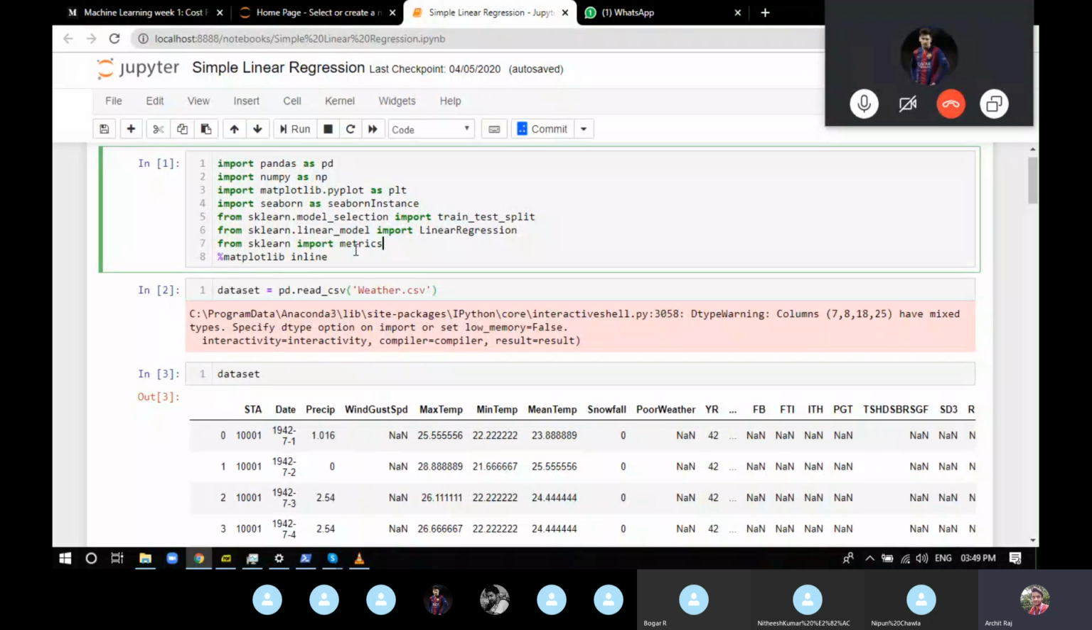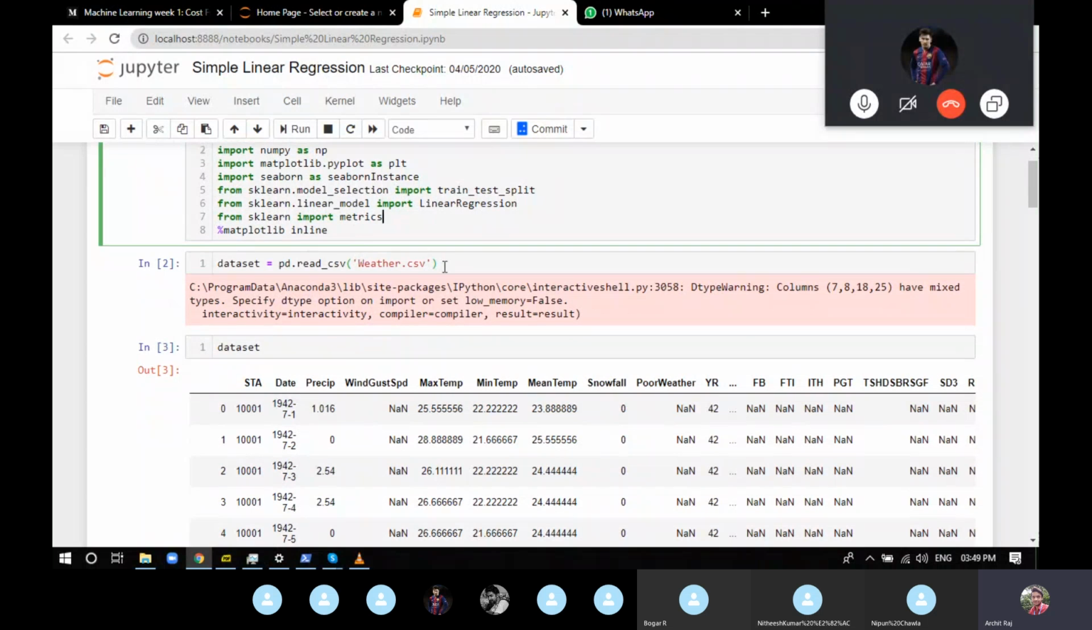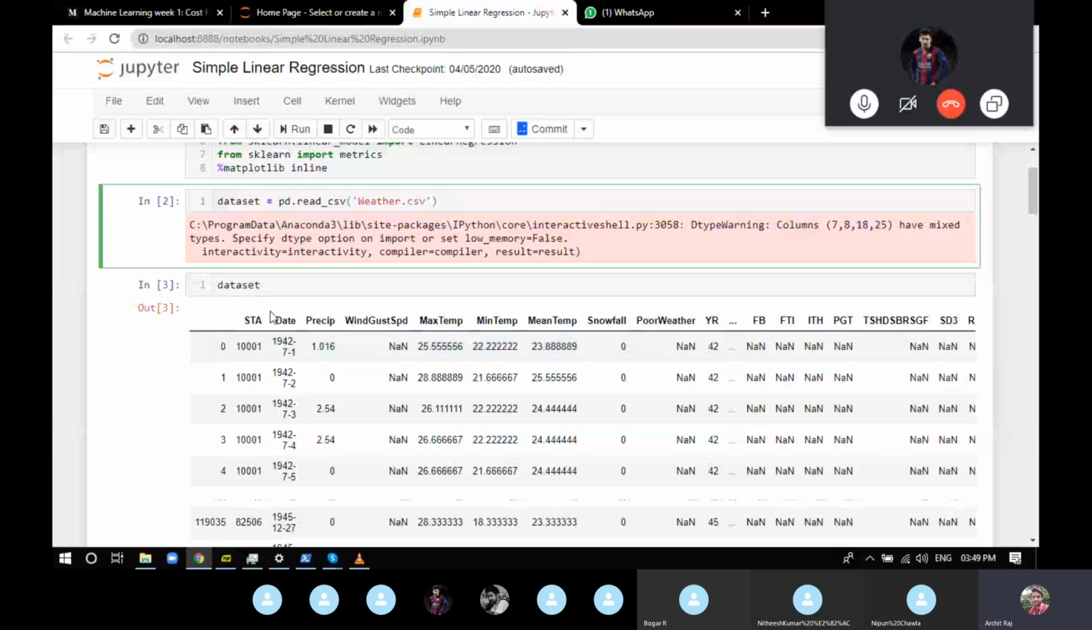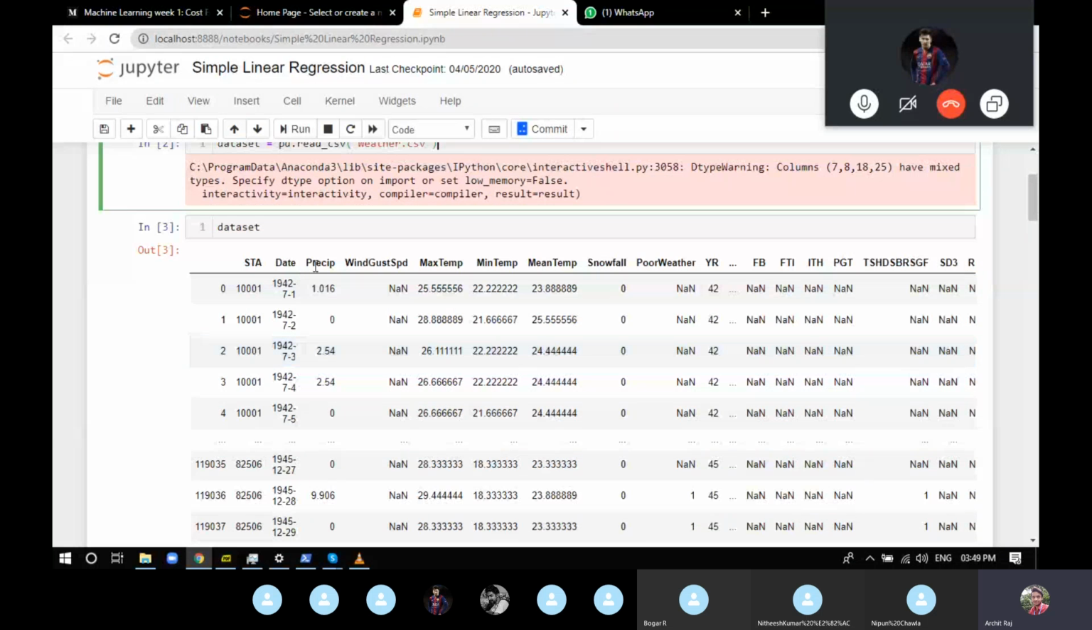Now what we do is we download the CSV file. As I explained, pd.read_csv will get you the data of the CSV file that you're providing. So we took the weather.csv file and saved it into a dataset. Now what exactly is this dataset, and what does it have? It has the weather data for different days: the date, precipitation, wind gust speed, maximum temperature, minimum temperature, mean temperature, and there are so many things. If we go down, we'll see what exactly is there.